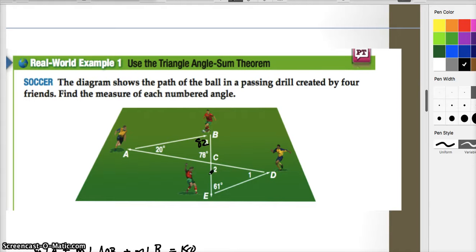Now I need to check out this one, and you might feel, oh my gosh, it's got 2 angles we don't know about.